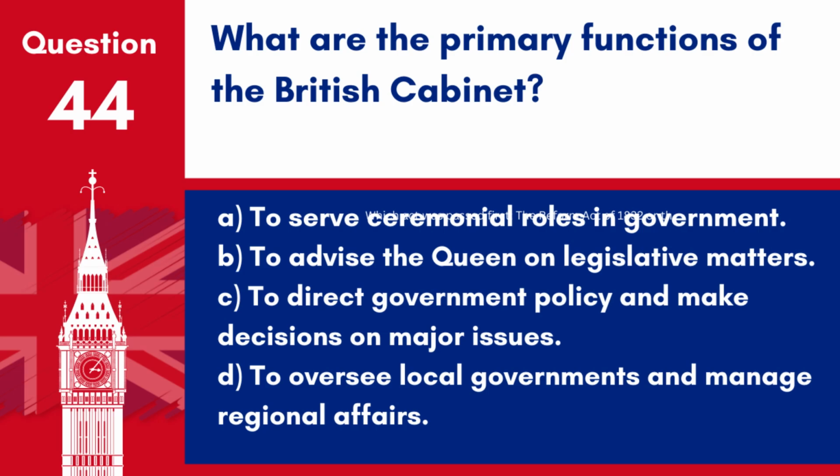Question 44. What are the primary functions of the British cabinet? A. To serve ceremonial roles in government. B. To advise the Queen on legislative matters. C. To direct government policy and make decisions on major issues. D. To oversee local governments and manage regional affairs.